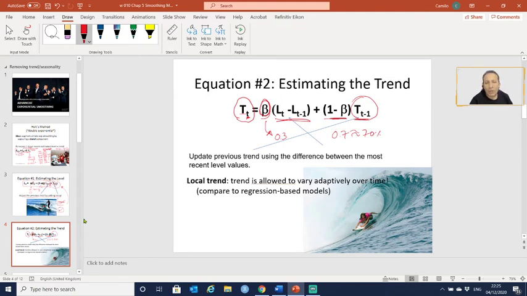So in a nutshell, we are updating the previous trend using the difference between the most recent level values and a local trend. The trend is allowed to vary adaptively over time, compared to regression-based models. Again, what we are trying to do is to get the right trend and the right level here. So in this example, we can catch the waves the best we can and surf, right? I like a lot this example or this metaphor that I have in there.